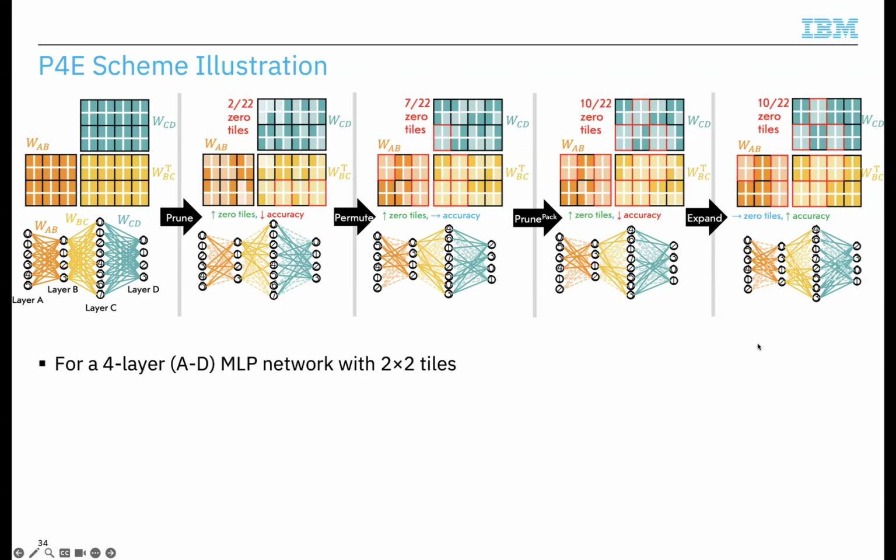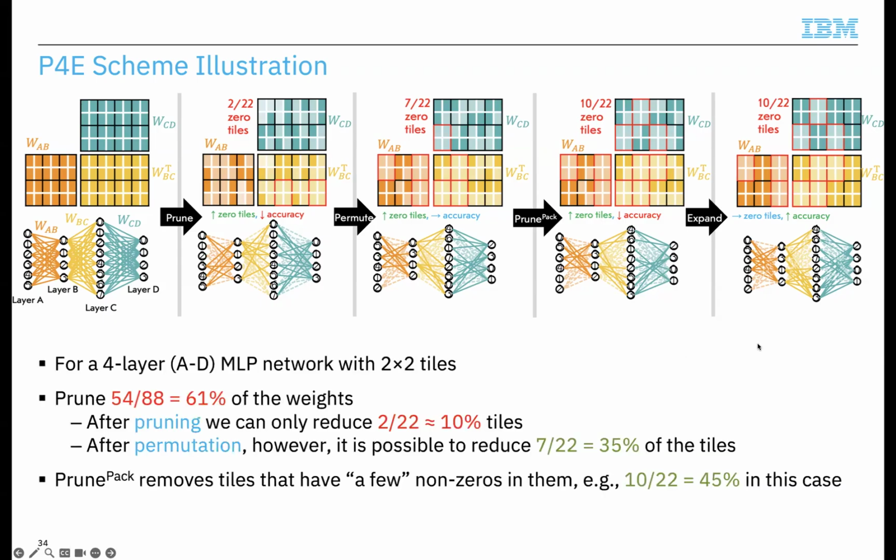So this careful pruning method gives us a lot of benefit for actual tile level pruning without a lot of drop in accuracy. In this case, we remove 61% of the single weight values, and we get up to 45% tile sparsity.